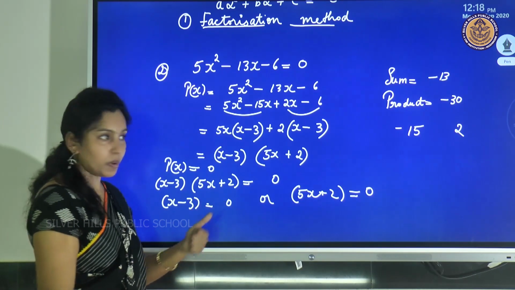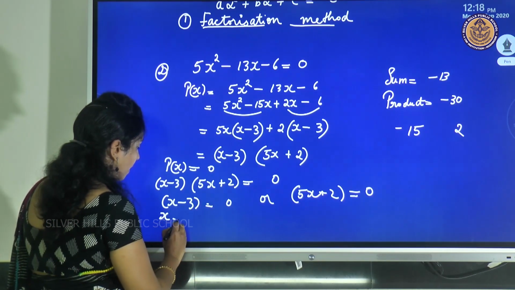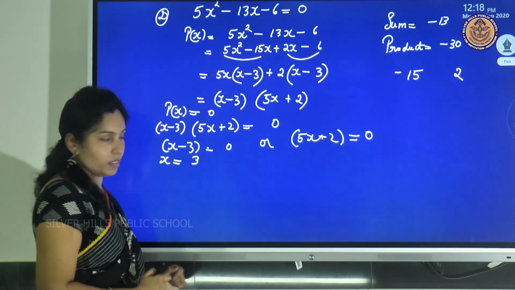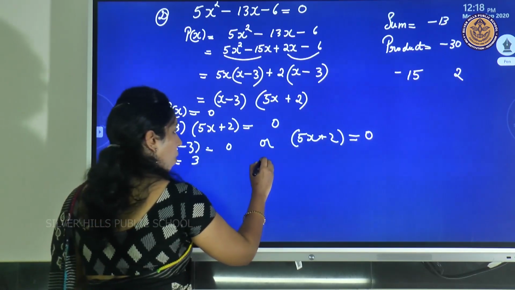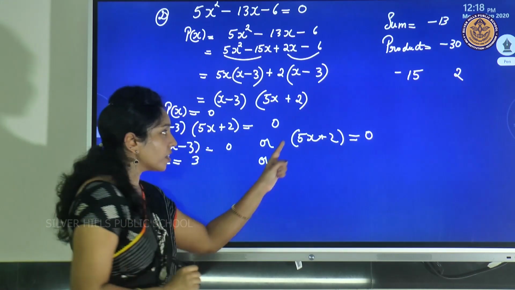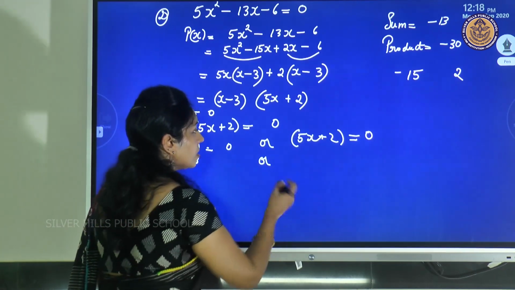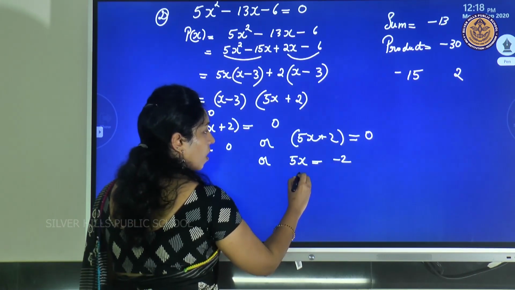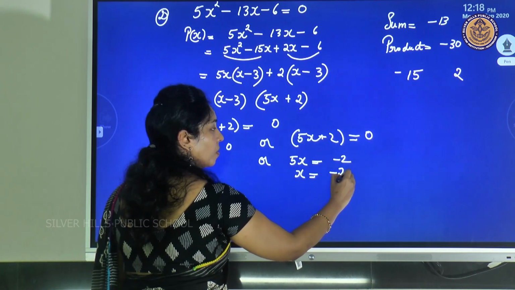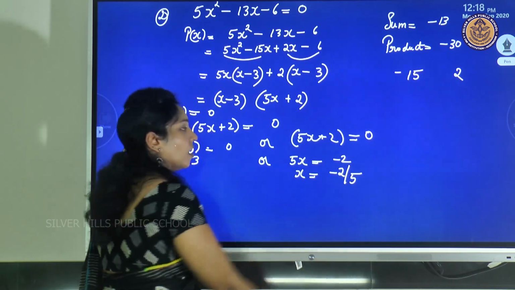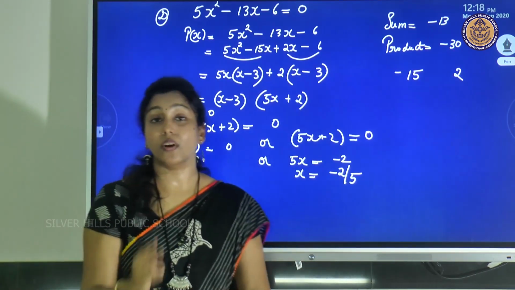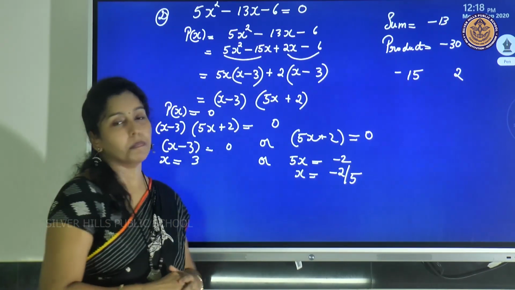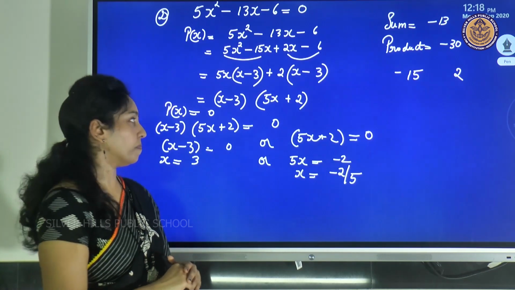x minus 3 equal to 0 means what is the value of x? x is equal to 3. Just shift minus 3 to the other side. Or 5x plus 2 equal to 0 means 5x is equal to minus 2, or x is equal to minus 2 by 5. So how many roots did we get here? We got 2 roots. One is 3 and the other one is minus 2 by 5.